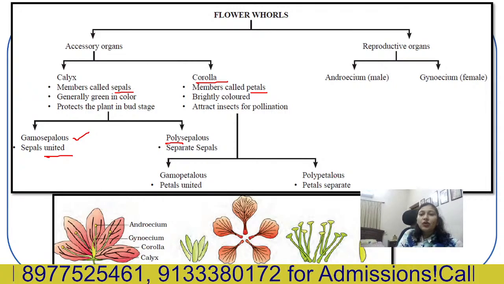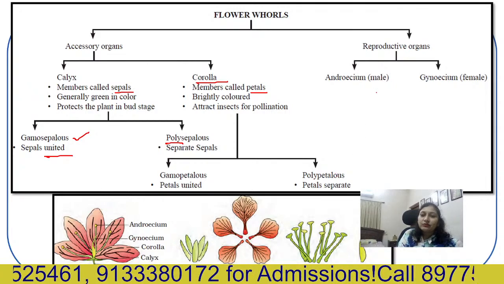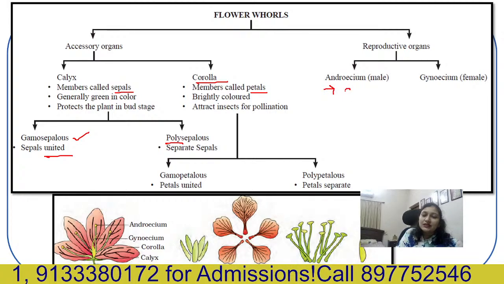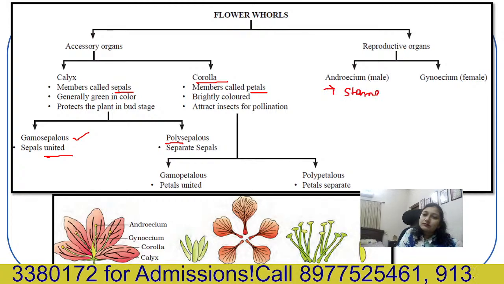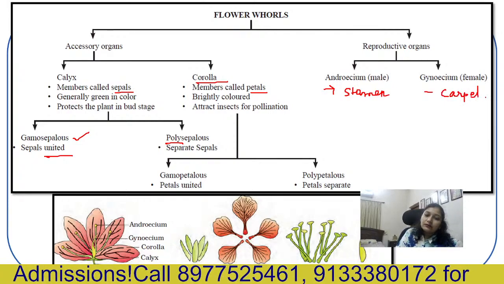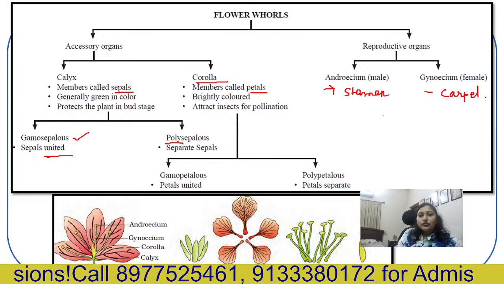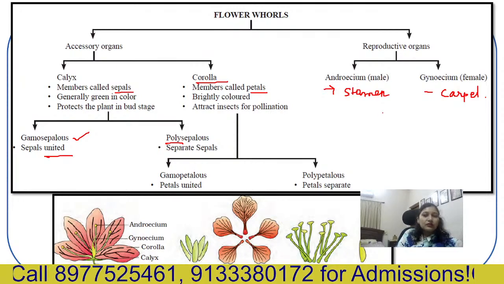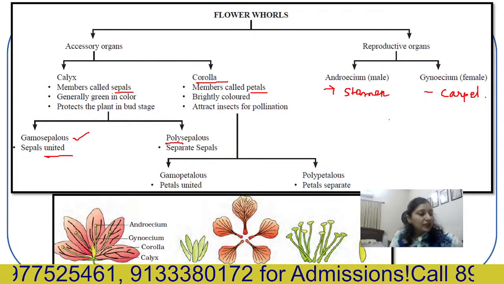Then reproductive organs, androecium and gynoecium. Members of androecium are called stamen. And here, carpel. So stamen and carpel.